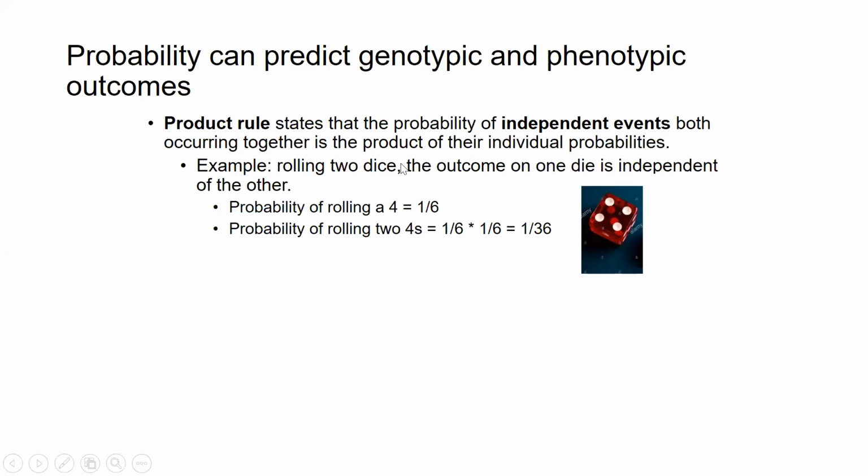So for an example, if you roll 2 dice, the outcome on one die is independent from the other. If you want to roll a 4, it's 1/6, right? You have 6 sides, and it's 1 side out of the 6. If you want to roll two 4s, that's independent of each other, right? So in this case, you would be saying 1/6 times 1/6, right? Because it's 2 different dice at that point.